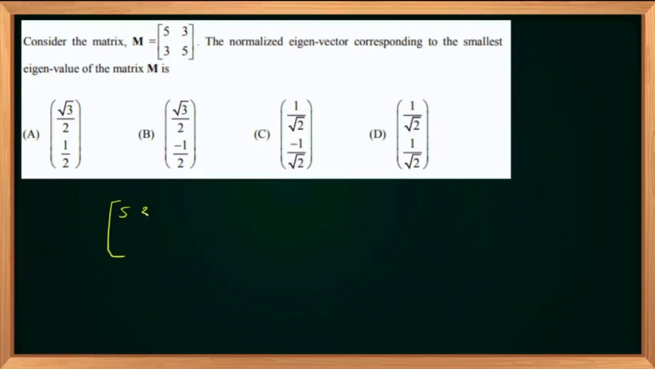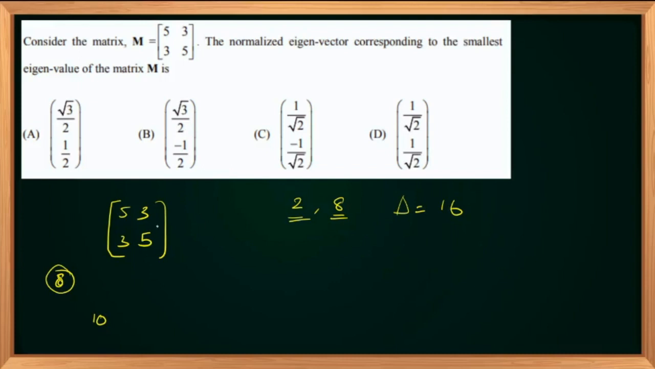If you have 5, 3, 3, 5, the sum of all rows is the same, which is 8, so 8 must be an eigenvalue, correct? And the sum of diagonal elements is equal to 10, which means the other eigenvalue must be 2. So the two eigenvalues are 2 and 8. We will check the validity of this. The product is 25 minus 9, that is 16. The product is the determinant, so delta is equal to 16. Eigenvalues are 8 and 2.